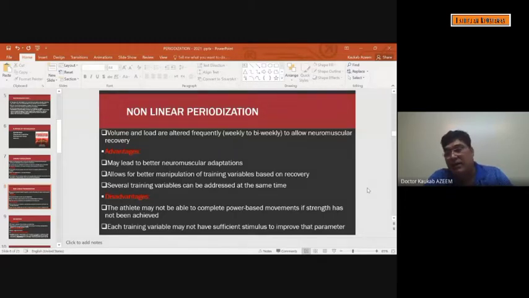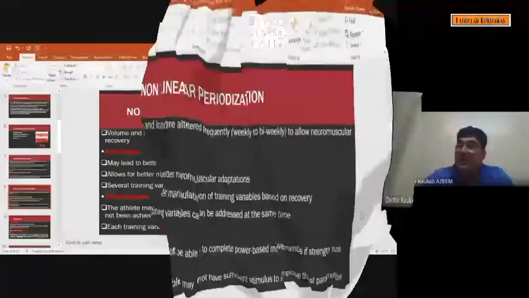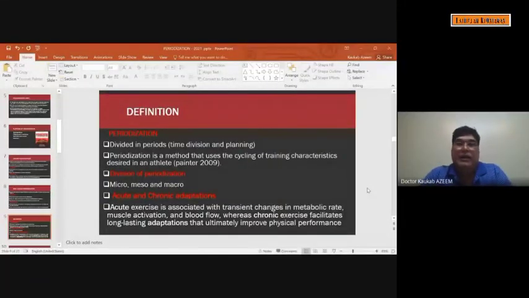And what are the disadvantages? The athletes may not be able to complete power-based movements if strength has not been achieved. Each training variable may not have sufficient stimulus to improve that parameter. And here I'm giving you the definition of periodization. Divided in periods, time division and planning. Very important, very interesting words. Periodization is a method that uses the cycling of training characteristics desired in an athlete, according to Painter 2009.